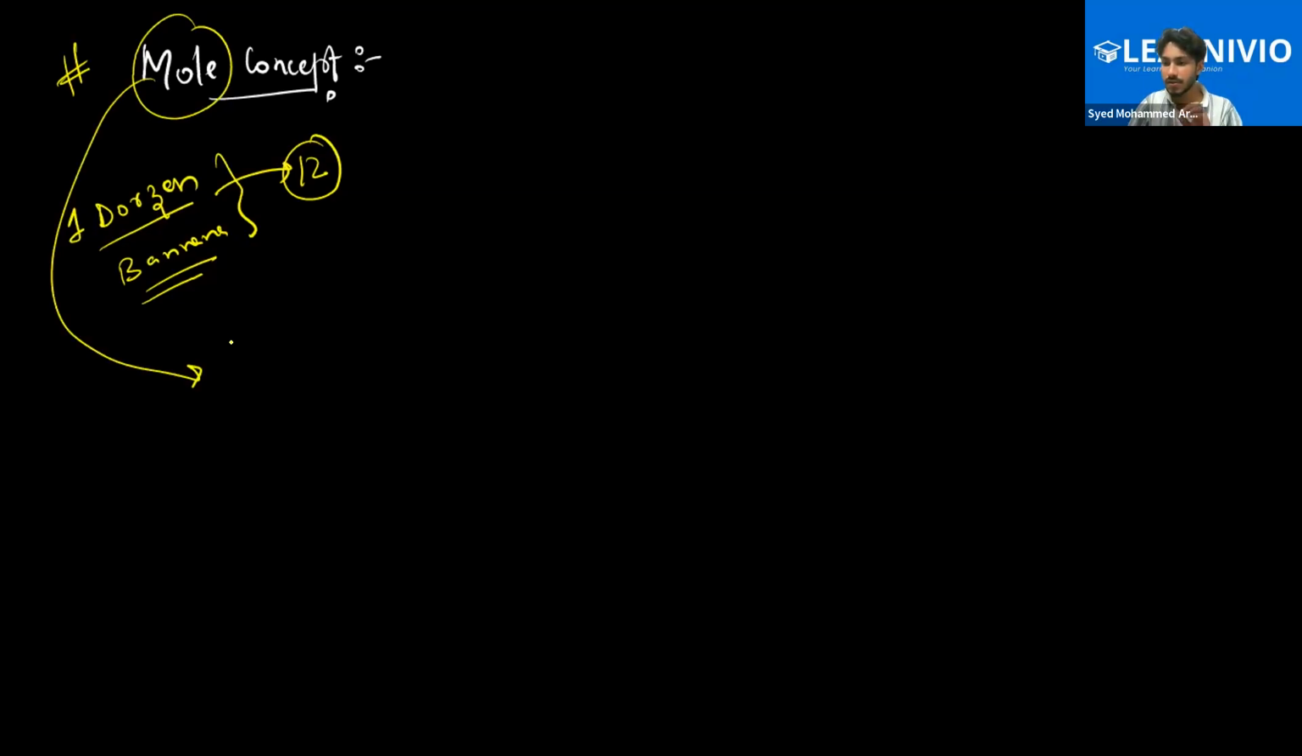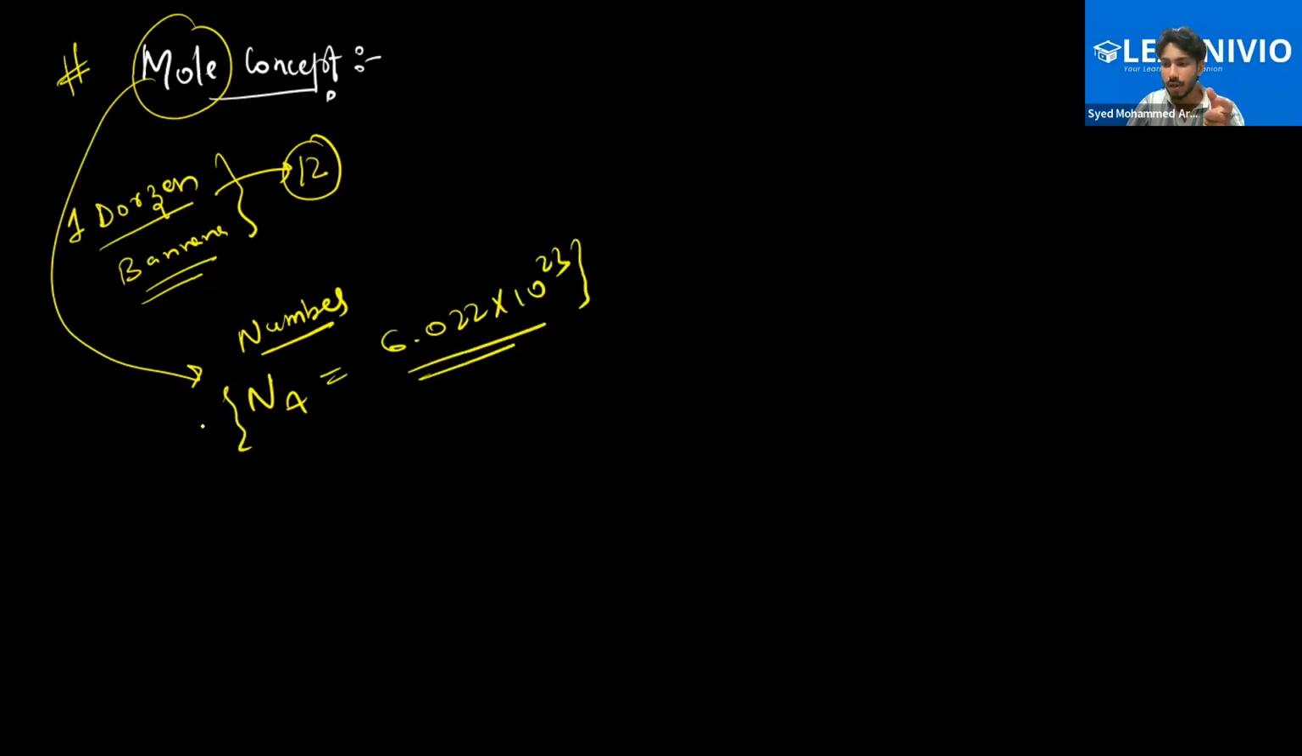It is nothing but a number, which is the Avogadro number, 6.022 multiplied by 10 to the power 23. There is a number associated with the mole, and here the number is 6.022 × 10^23. And what is the significance of this number? Why is this number very large? Because it is 10 to the power 23, it is a very large number. So why do I need to take this very large number as one mole?